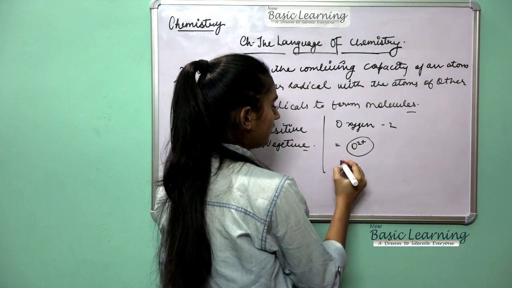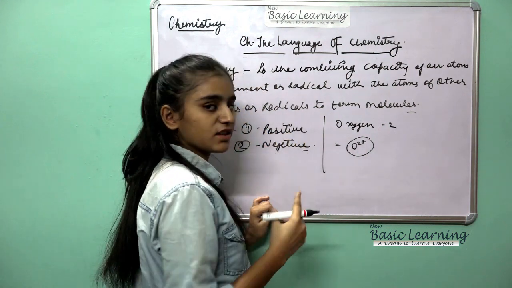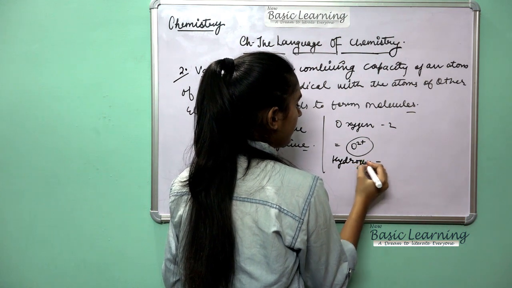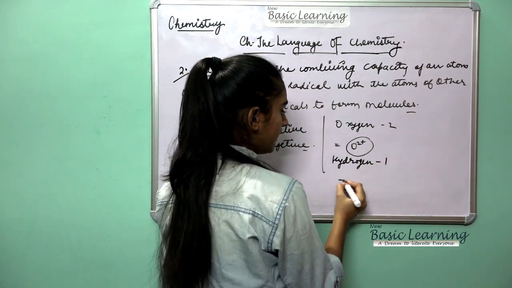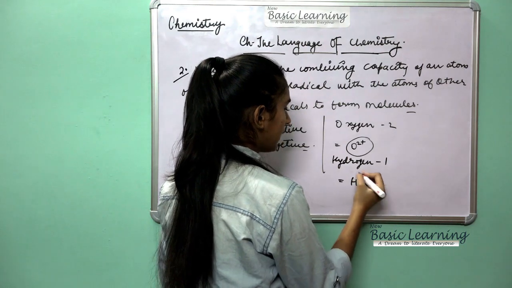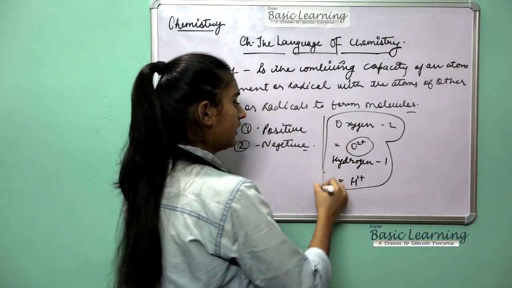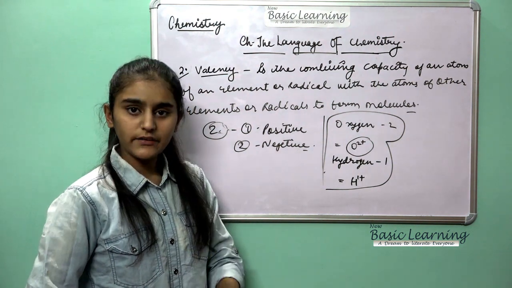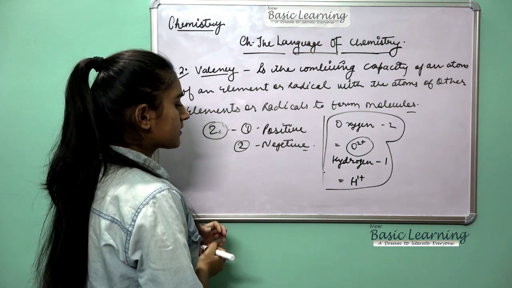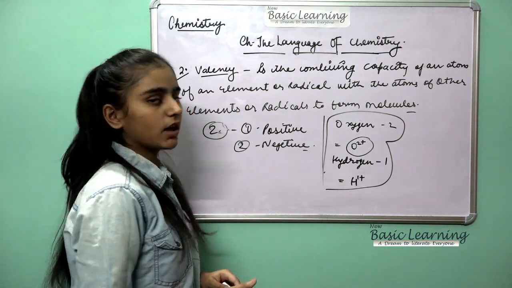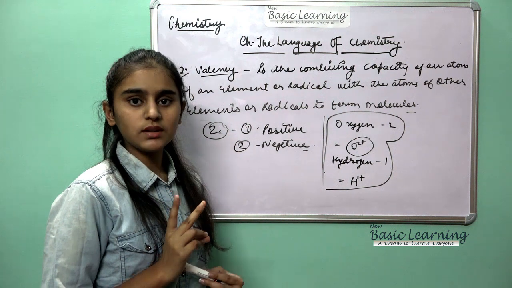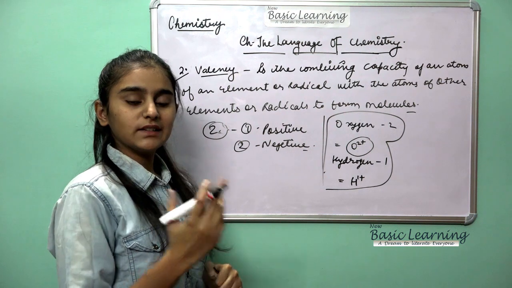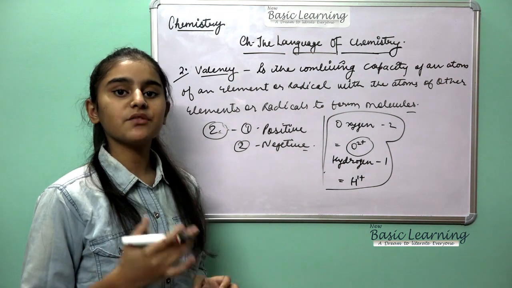If I talk about the valency of hydrogen, the valency of hydrogen is 1 and it will be written as H1 plus. These are the positive valencies. Now copper has two valencies, that is one also and two also. In that case we call it variable valency.